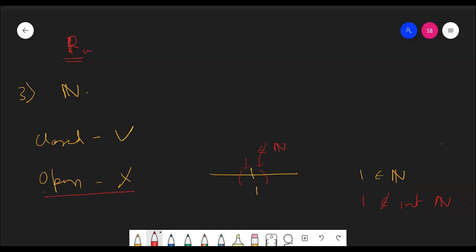Now why is the set of natural numbers closed? Okay, so it is a good question to ask.